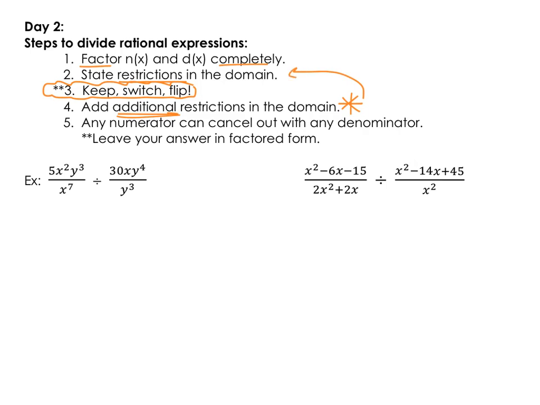When you do the keep, switch, flip rule, what you're doing is changing the division to multiplication. And then it really becomes what we did in Day 1. Any numerator can cancel out with any denominator. And like in Day 1, we'll leave our answers in factored form. We just have 3 examples for this lesson. Let's get started with the first one.